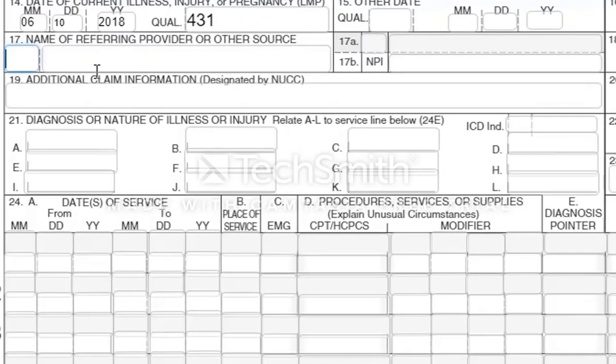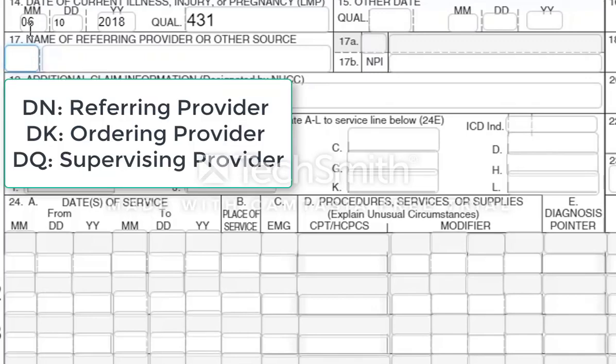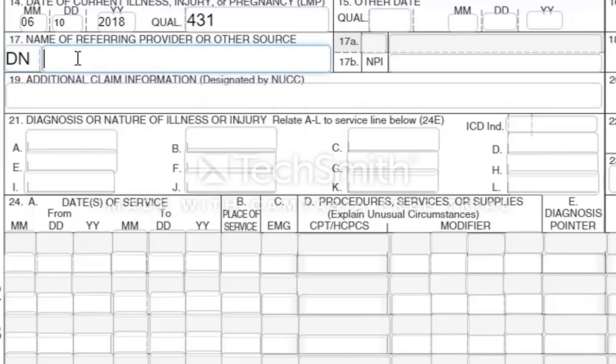Next, in block 17, this is going to be the name of the referring provider. Okay, the first thing is on the left-hand side of this dotted line is where we would signify what type of provider. Was it a referring provider? Was it an ordering provider? Was it a supervising provider? If we're putting in for a referring provider, we would put the abbreviation DN. And then in the spot to the right of that double line, we would type in their name and credentials. Now, this is going to be first name, then last name, then credentials.